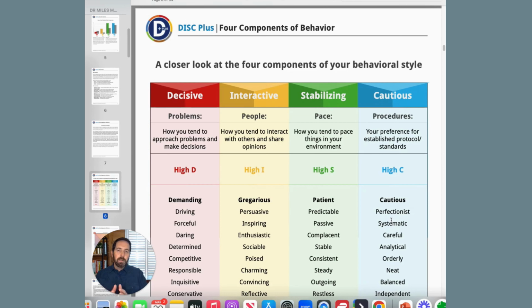So I want to pause here for a second and explain something. You are not necessarily a high C or a high S or a high D or a high I. You're a combination of all of these. And that's what makes you unique. There's more than 20,000 combinations.